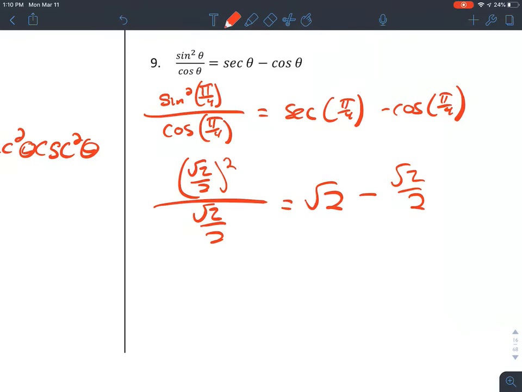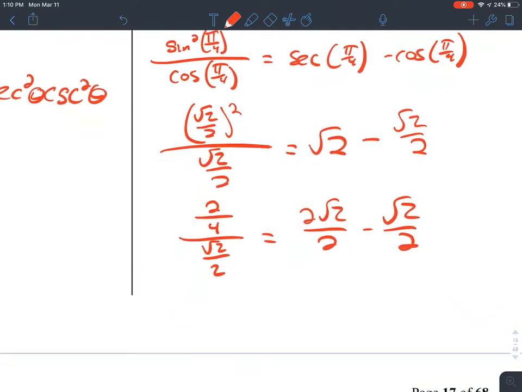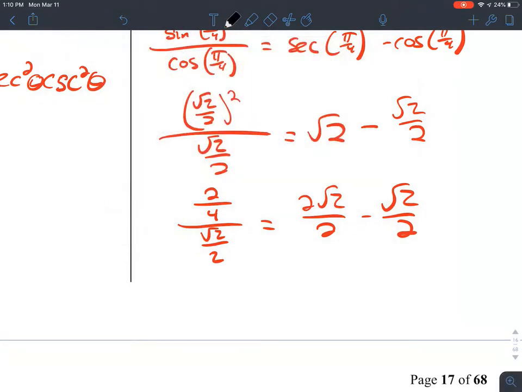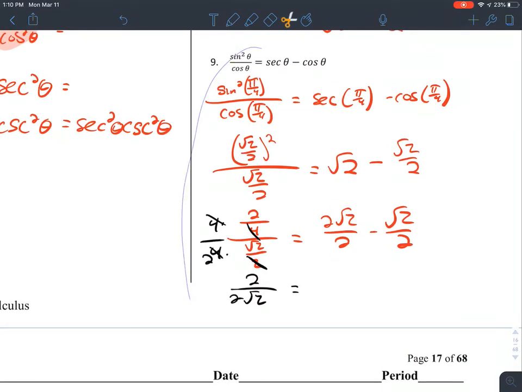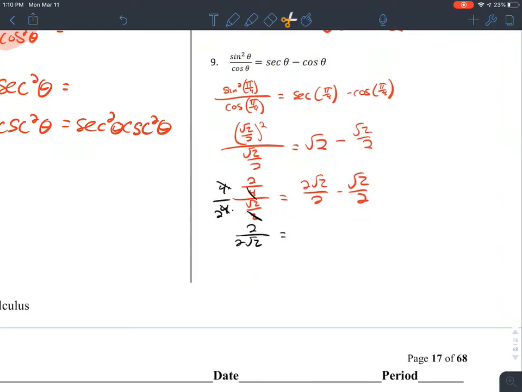If you simplify the left side, square root of 2 squared is 2. 2 over 2 squared is 4. On the bottom, we got square root of 2 over 2. On the right, if we get common denominators, we're going to get this ugly fella. On the left, if you want to get rid of your complex fraction, we can multiply the top and bottom by 4, same as multiplying by 1. Those 4's cancel. That cancels and we get a 2. This is 2 over 2 square roots of 2. Running out of space again. I should have given you more space for this.